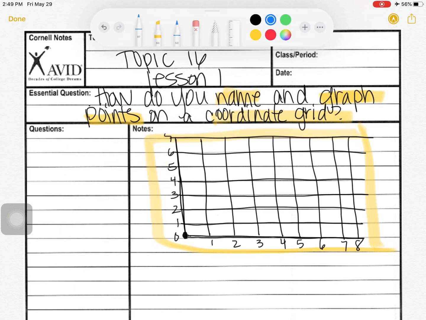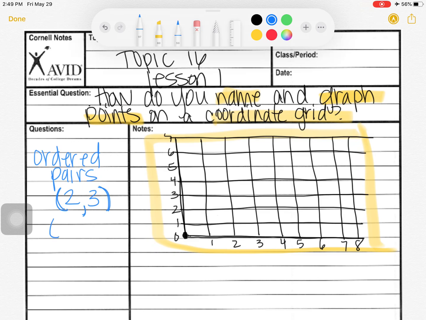I want you to write ordered pairs. Ordered pairs are a pair of numbers, and they go in parentheses. So if I have a 2 and a 3, that's an ordered pair. It's two numbers that are together, and they always are in these parentheses, and you have a comma between them.